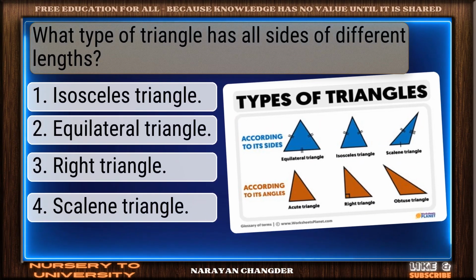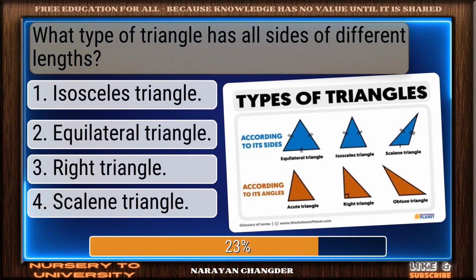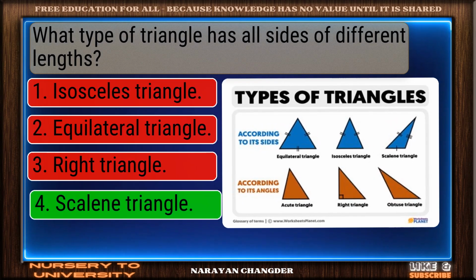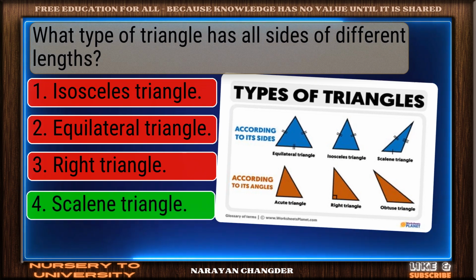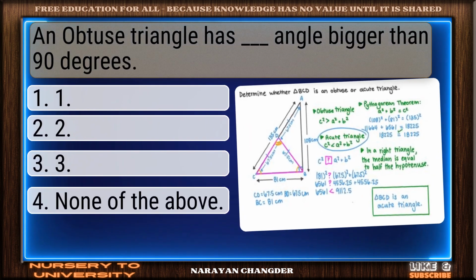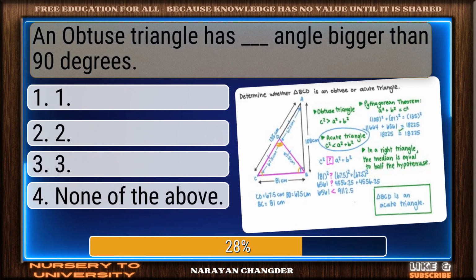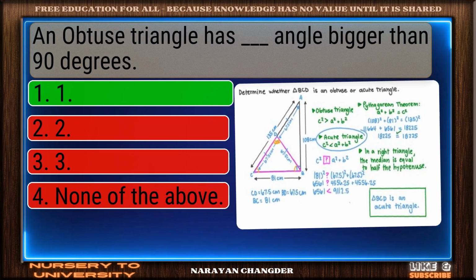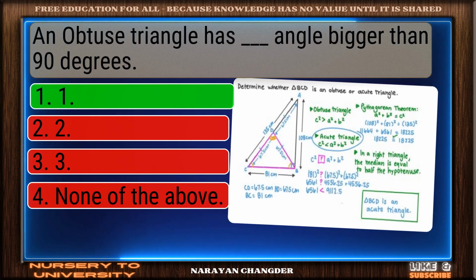Question number 73. What type of triangle has all sides of different lengths? Nice work. You chose scalene triangle and it is correct. Question number 74. An obtuse triangle has dash angle bigger than 90 degrees. Exactly. One makes sense, and it is the right choice.